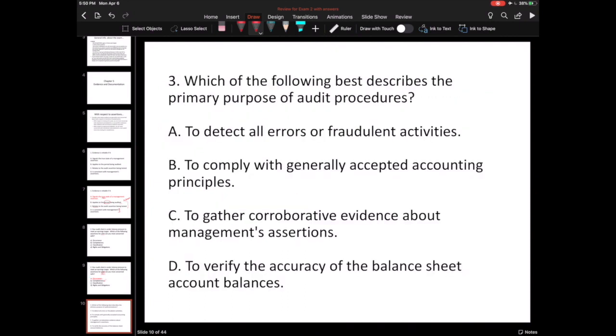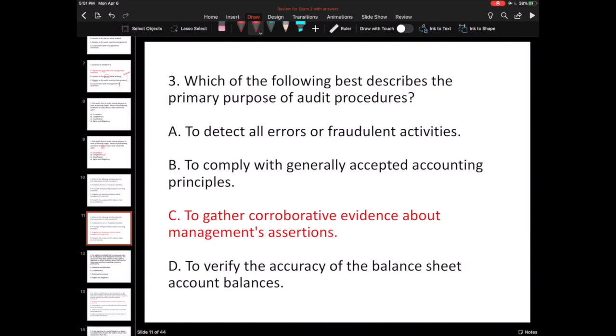Which of the following best describes the primary purpose of audit procedures? Hopefully you got C, to gather corroborative evidence about management's assertions. In terms of A, obviously the big issue here is this word all, right? Detecting all errors or fraudulent activities. Really, material would be a better answer here.